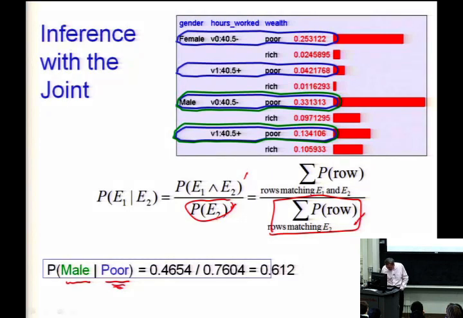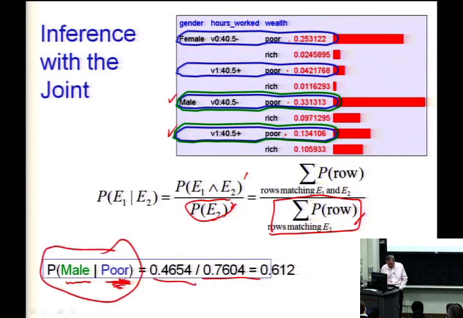So in this case, the denominator would be the probability of being poor. That'll be these 4 rows. That gives us the 0.76. The numerator is only 2 of those rows, the ones for which somebody is both poor and male. And so by taking the ratio of those 2 events, we now have our conditional probability of male given poor.